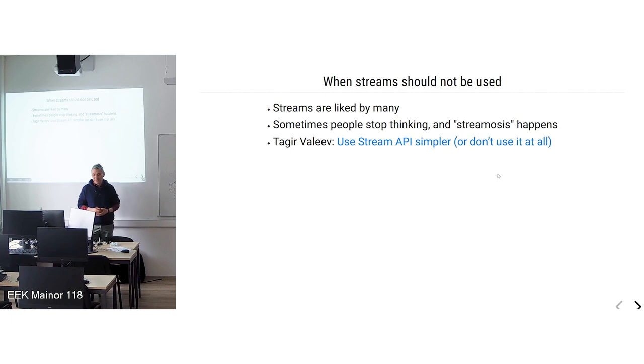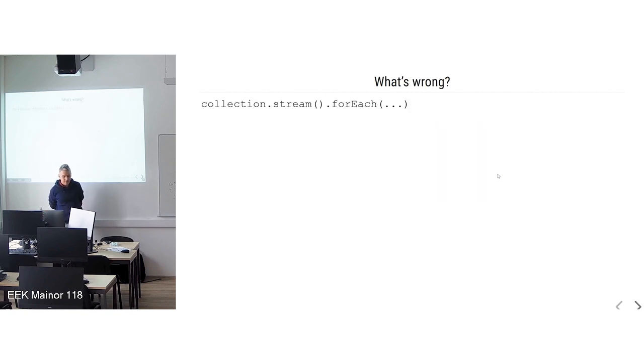Okay, so now we are going to review some code snippets and try to figure out why streams are used wrong in this code, in this example. It's going to be easy, so let's just try. Okay, first example.